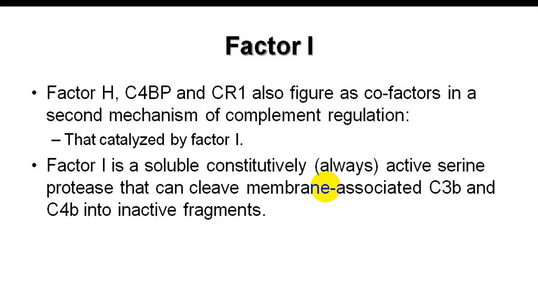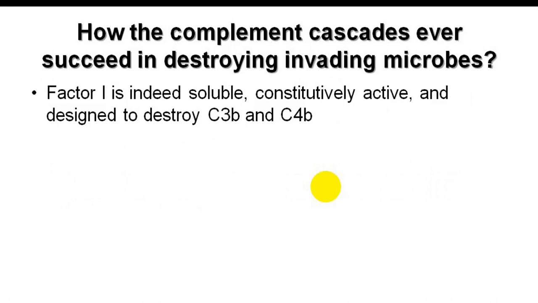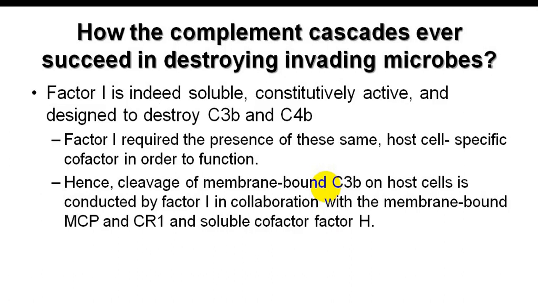But how do the complement cascades ever succeed in destroying the invading microbes? Let's have a snapshot summary on the same. Factor I is indeed soluble. When I say factor I is soluble, it is constitutively active and designed to destroy C3b and C4b. But factor I is required in the presence of host-specific cofactors in order to function. If it is not on the host, but on the pathogen, it will be difficult for its function. Rather, it won't function. Therefore, the cleavage of membrane-bound C3b on host cells is conducted by factor I, but not alone.